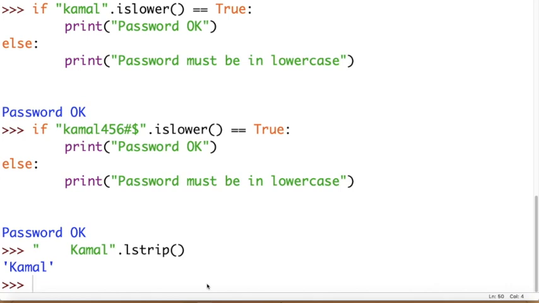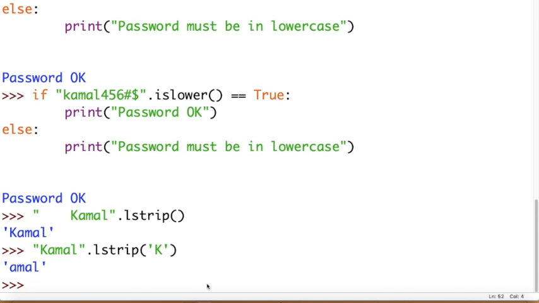Now this lstrip has two formats to be applied. One is without parameter or without arguments, and another is with an argument. Let us try the second form. So we have Kamal.lstrip, and here we can pass an argument, for example, I am passing capital K. Now what happens? Let us see. The output is amal. The K is being truncated. It is being removed from the string, from the left. L means left strip, right? So K is being removed.